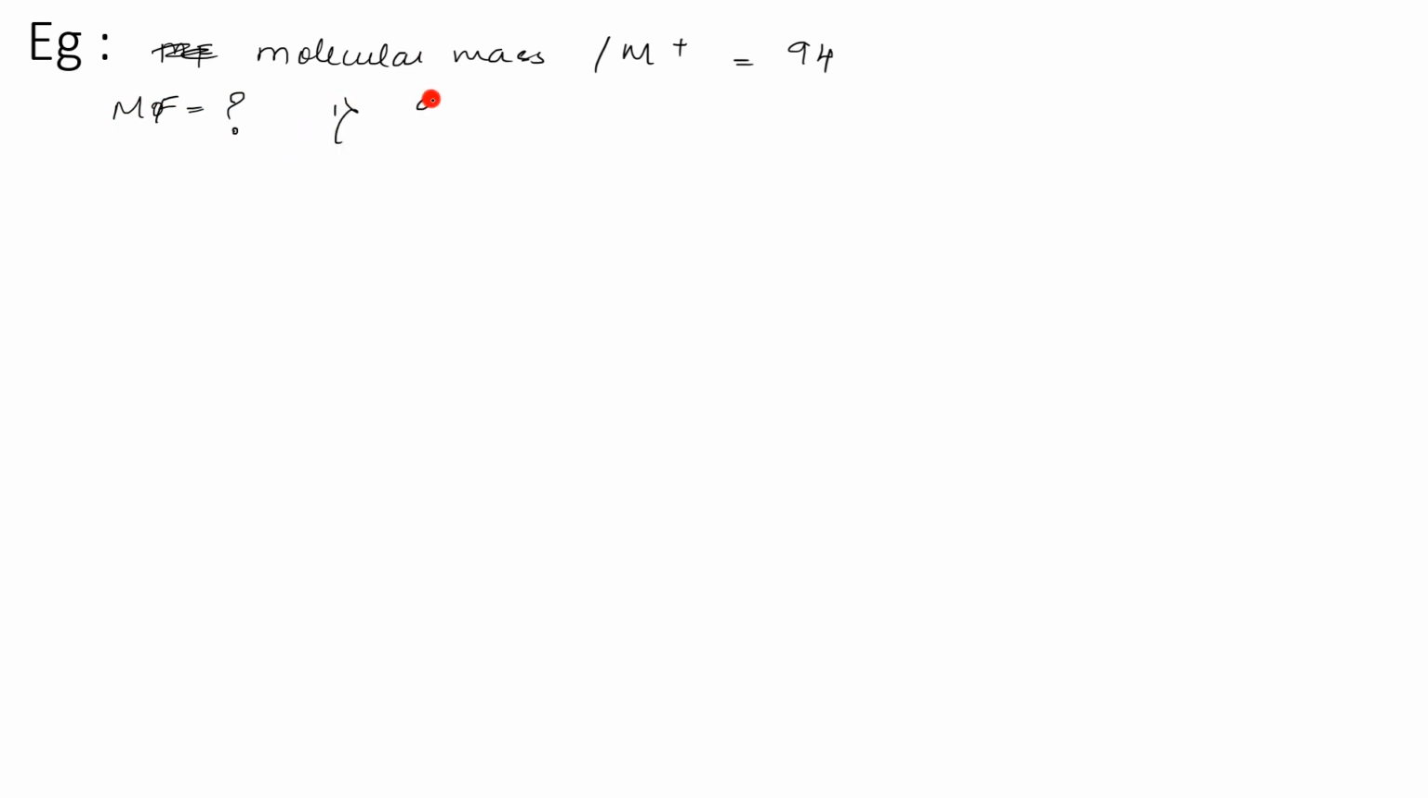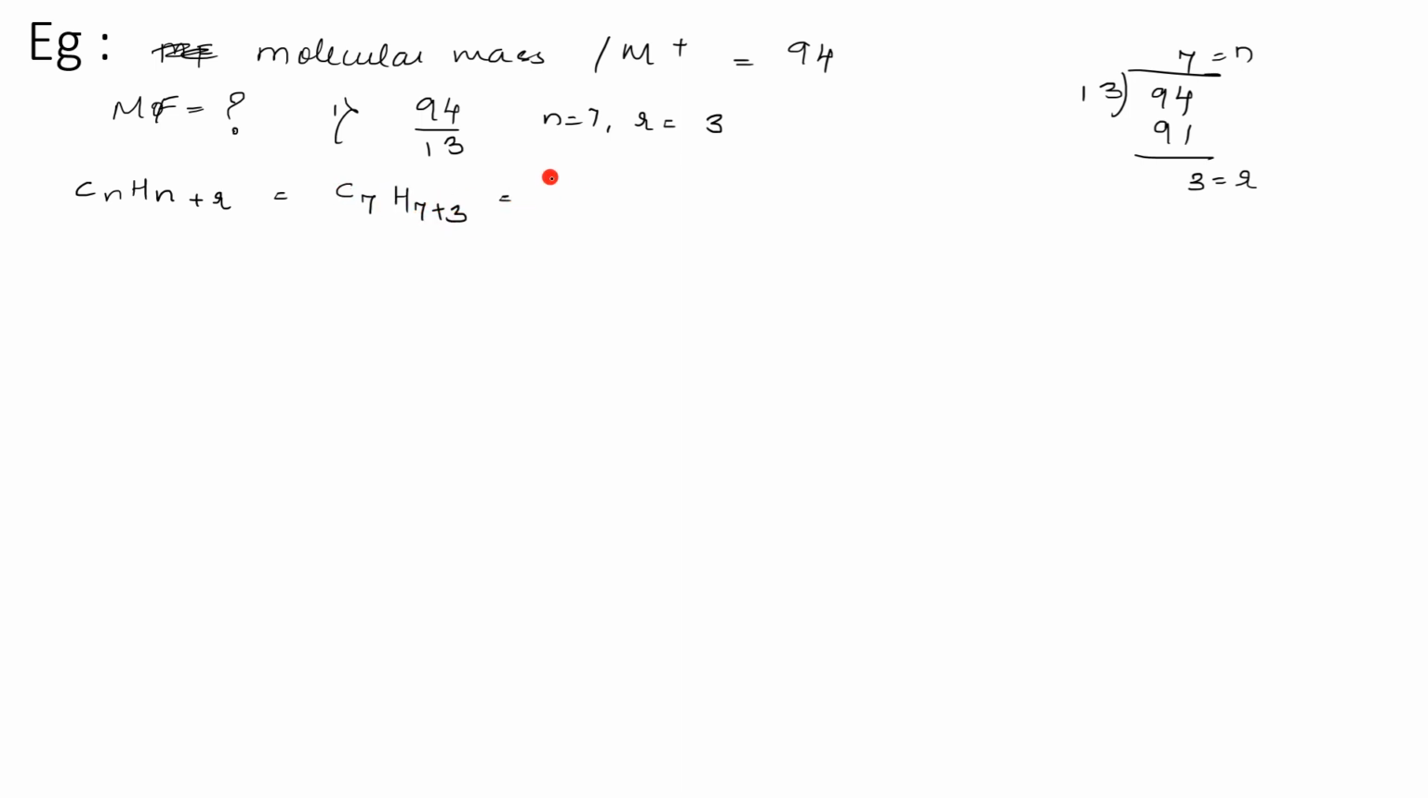So the first thing that we do is 94 divided by 13. What is 94 divided by 13? You can do the calculation. 7 times 13 is 91, remainder 3. So this is your n, this is your r. What was our formula? CnHn plus r. So n is equal to 7, r is equal to 3. Just substitute it over here: C7H7 plus 3. So this is C7H10. So this is your formula. Now only this much information is given. So if only information about molecular weight is given, you can simply do it with these calculations.